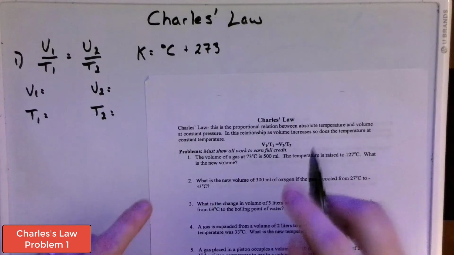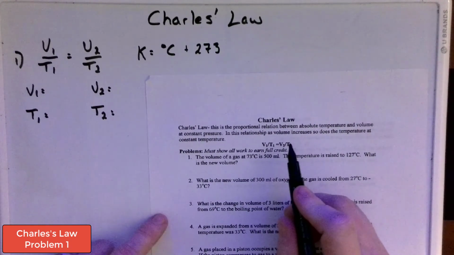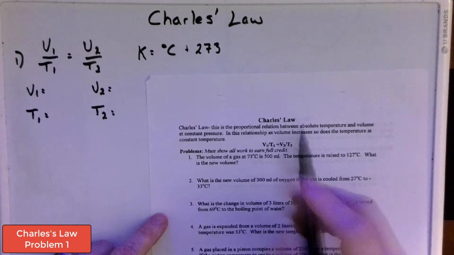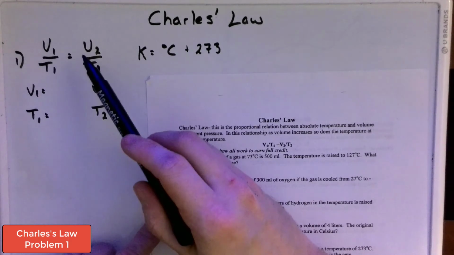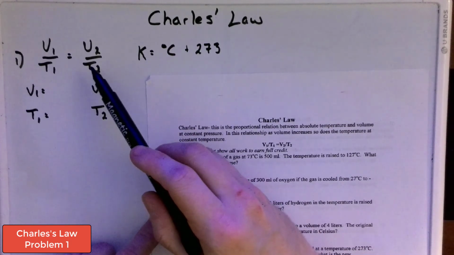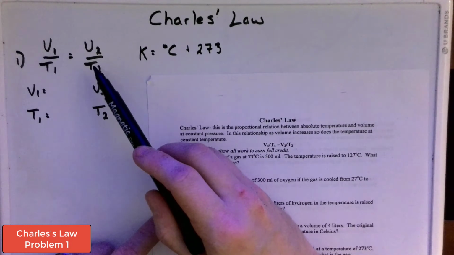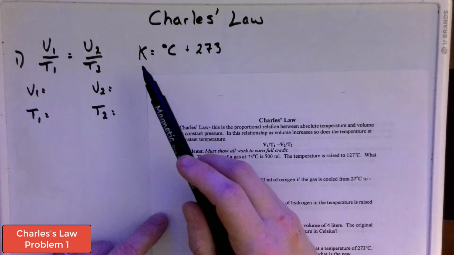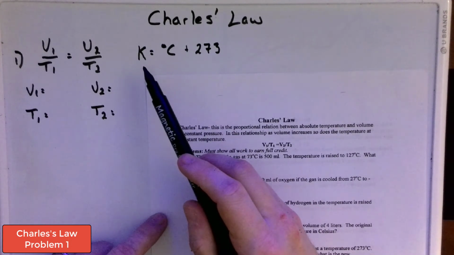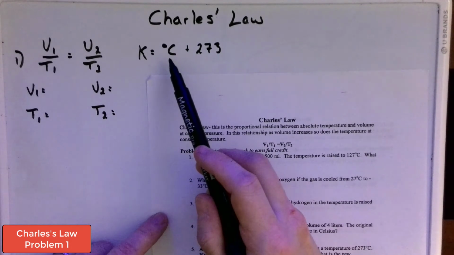In the second assignment for this week, we'll be looking at Charles' Law. I'll be working on problems number 1 and number 2 with you. In Charles' Law, we have volume divided by temperature equals the new volume divided by the new temperature. This is a change in relationship between volume and temperature, which is a direct relationship. If volume goes up, temperature goes up. There's one big consideration we have to think about in Charles' law, and that's temperature. 0 degrees Celsius is a real value.